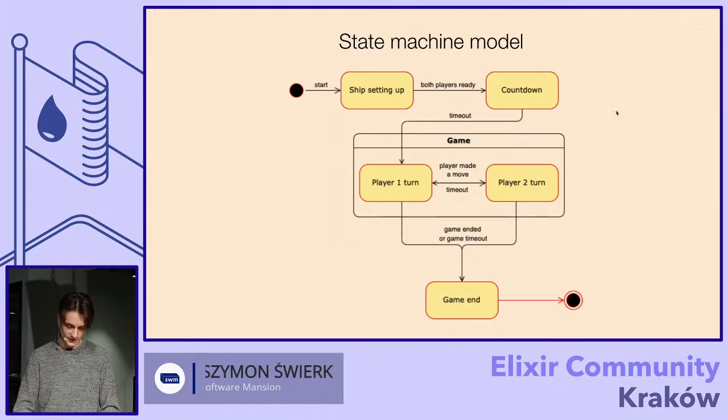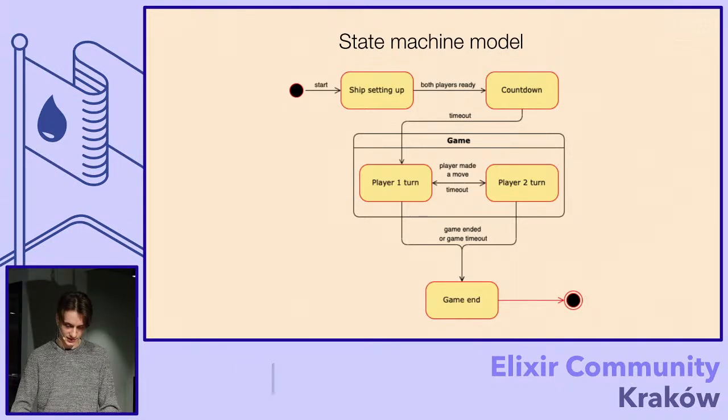And also, we have a big game timeout. In case no one wins for some time, then we're going to transition automatically to game end. And game end is the last state. Okay, let's now try to code this.